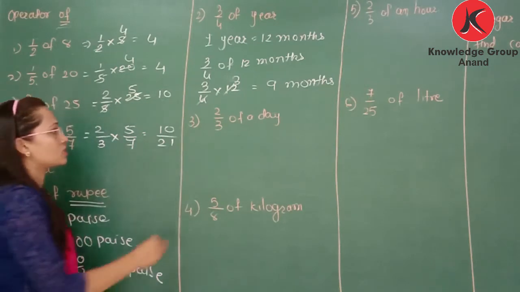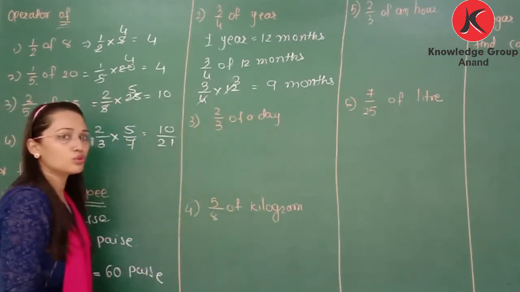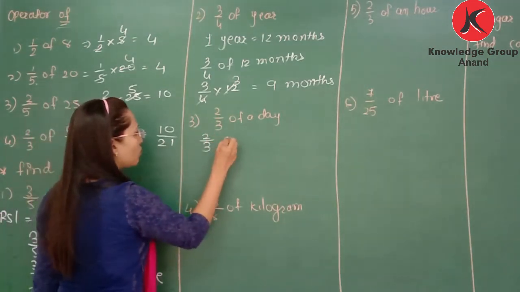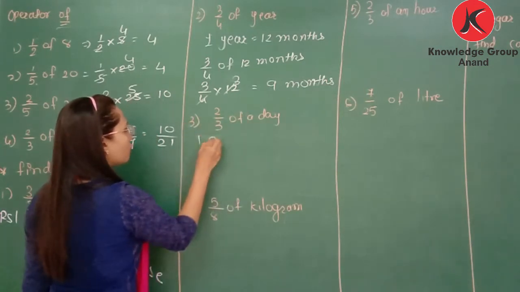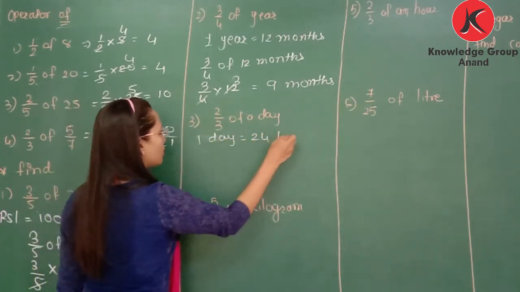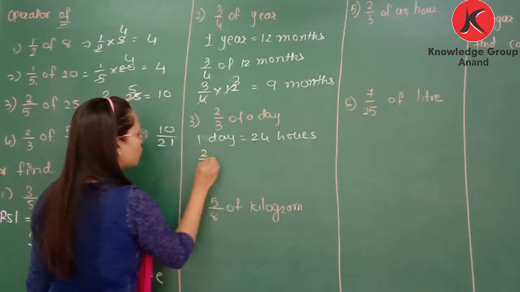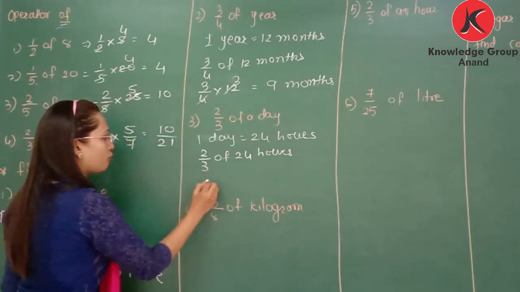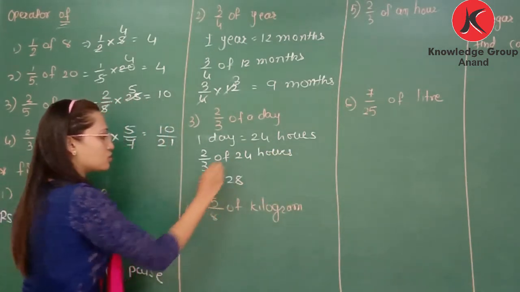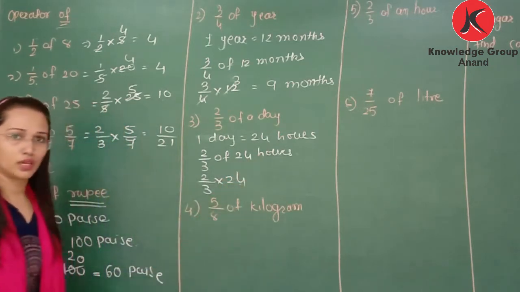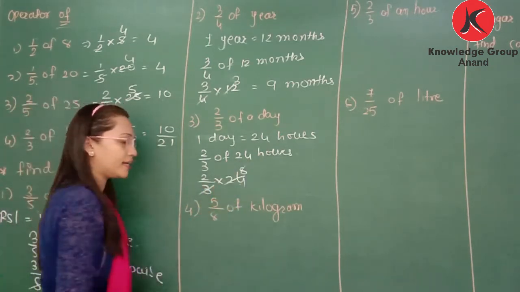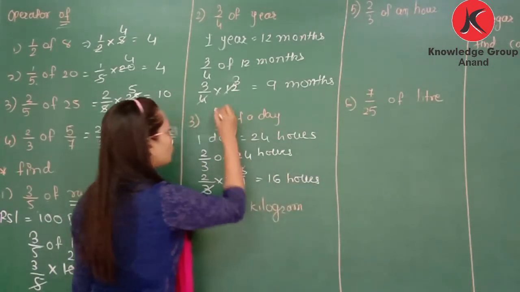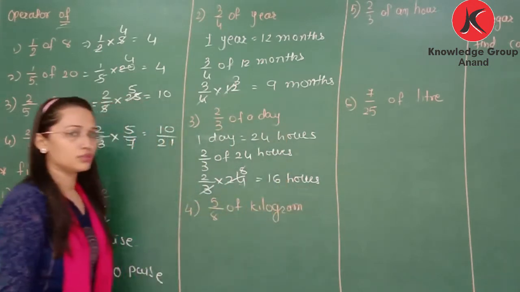Clear? Now next, 2 by 3 of a day. So in one day, how many hours? It is 24 hours. So we can write 1 day is equal to 24 hours. So 2 by 3 of 24 hours. Now of means multiply. So 2 by 3 multiply 24. So we can cut, 8 3s are 24. Now 8 2s are 16 hours. So 2 by 3 of a day is 16 hours.